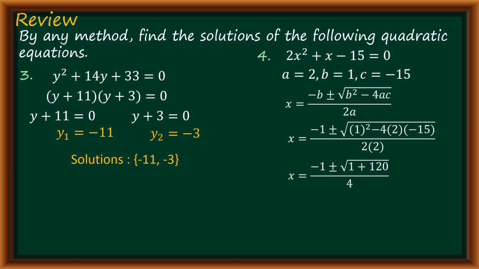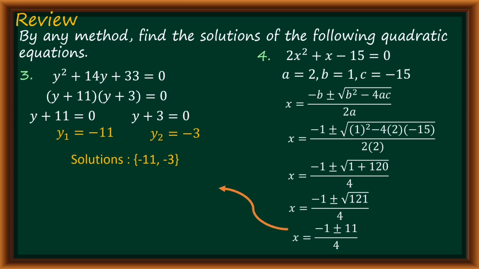So we have x equal to negative 1 plus and minus the value of 1 squared is 1. The value of negative 4 times 2 times negative 15 is 120. Then let us combine 1 and 120. The sum of that is 121. So we have x equal to negative 1 plus and minus the square root of 121 all over 4. Then let us extract the square root of 121, and it will give us x equal to negative 1 plus and minus 11 all over 4.